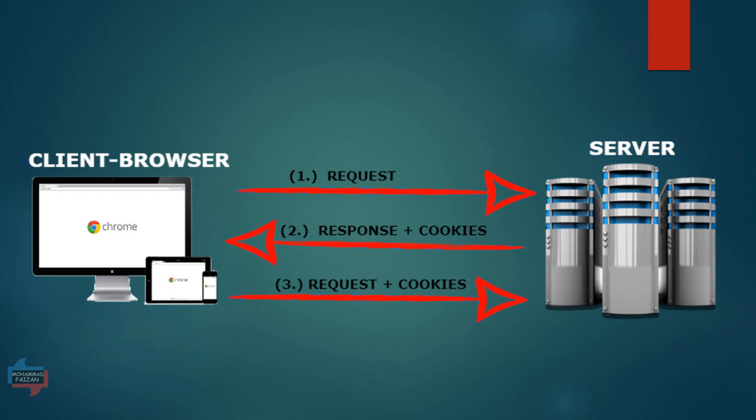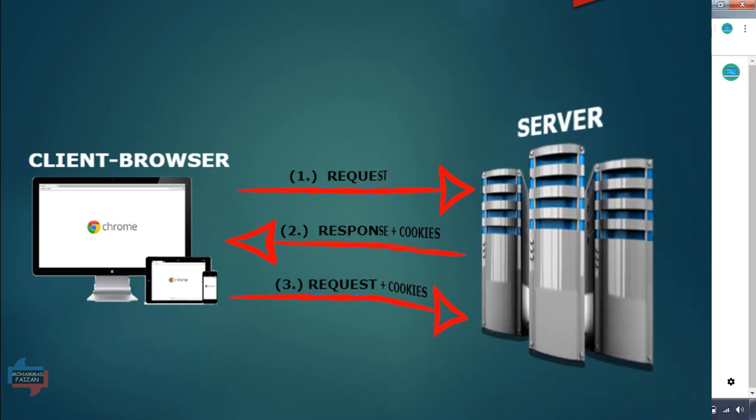Again, if the user requests that website from the server, then this request goes with the cookies which are coming from the browser. So in the third step, you can see the request plus cookies goes to the server. Okay, so let's see an example of how a cookie works.